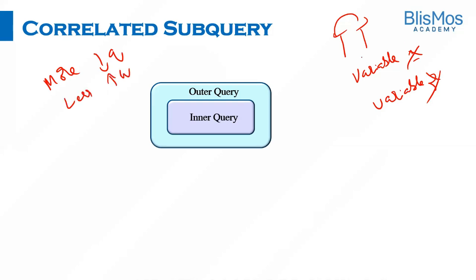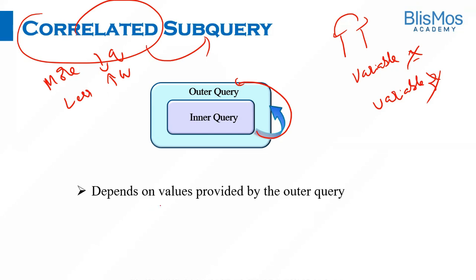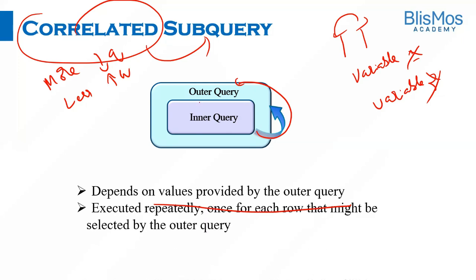In the same way, we are talking about a correlation between the subqueries here. When we say correlated subquery, the inner query has a correlation with the outer query. In what way? The inner query depends on the values provided by the outer query. Correlated subqueries are used for row by row comparison, where each row from an inner query would be compared with each row in an outer query.